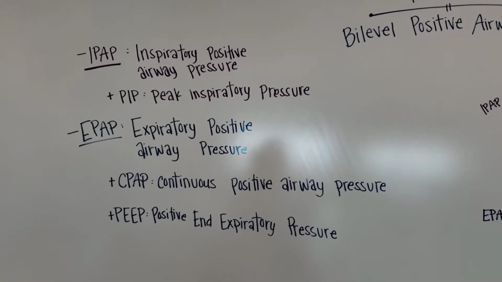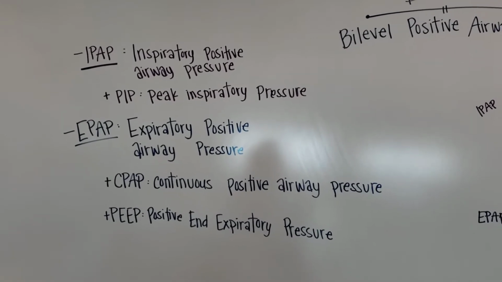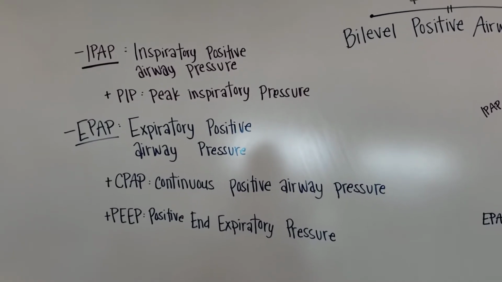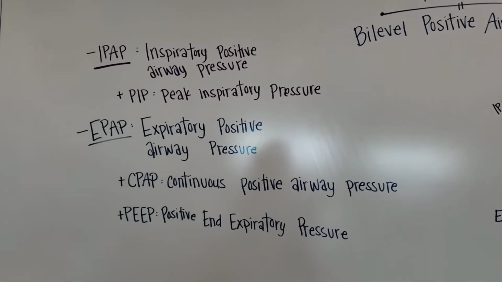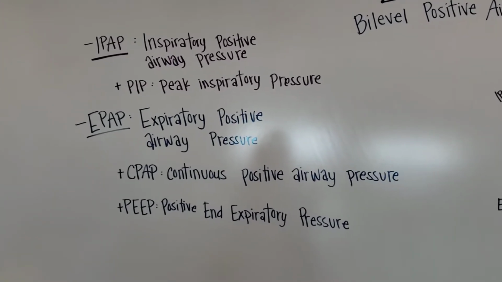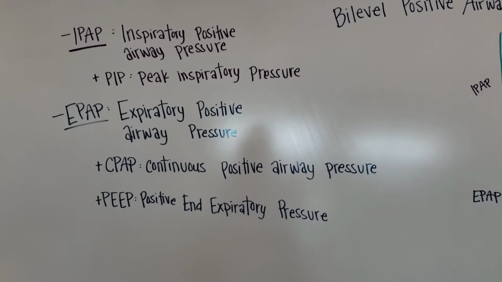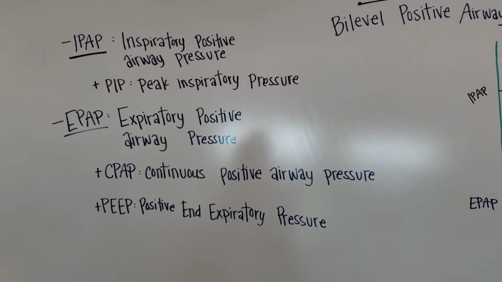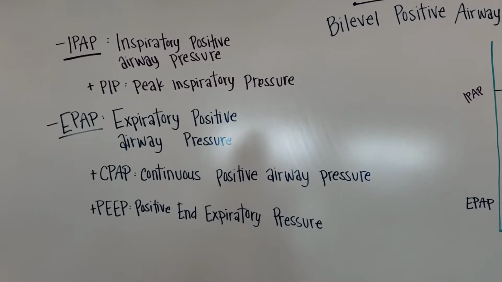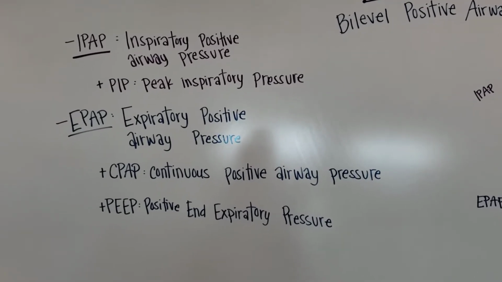EPAP is expiratory positive airway pressure. It can be used interchangeably with CPAP, which is continuous positive airway pressure, and PEEP, which is positive end expiratory pressure, which is pressure used at the end of exhalation to help stent airways open.